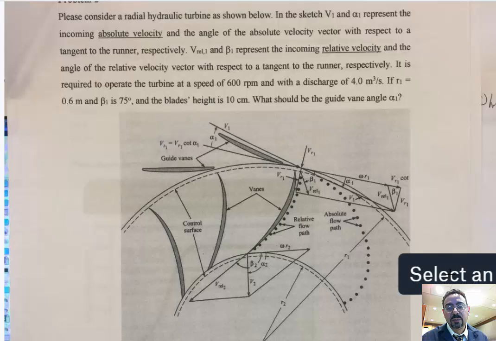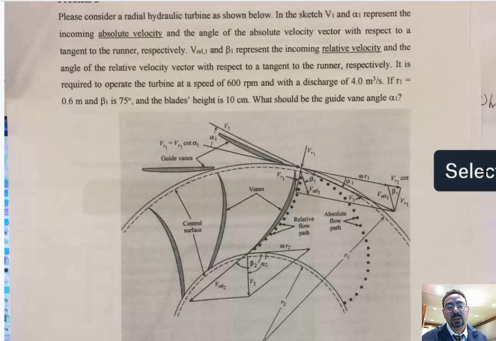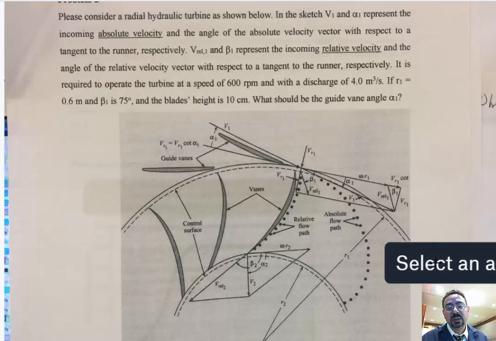U is omega R. And we were also given the flow rate Q, and the flow rate will allow us to calculate what Q is, A times velocity, and the velocity should be the velocity normal to the area. So from the flow rate we can calculate the velocity. And the geometry, the plate height, and that angle, the angle of relative velocity.